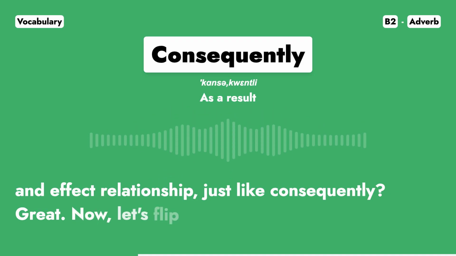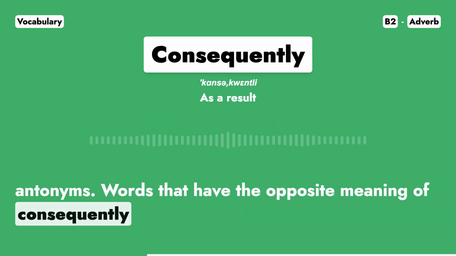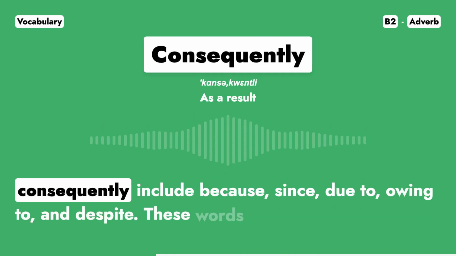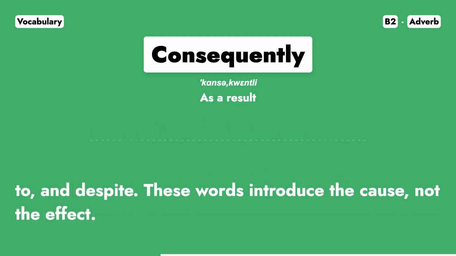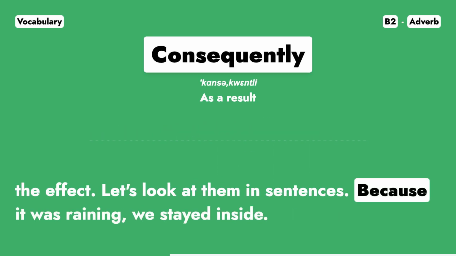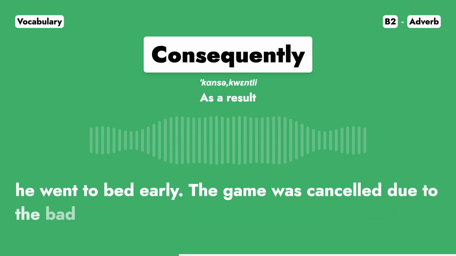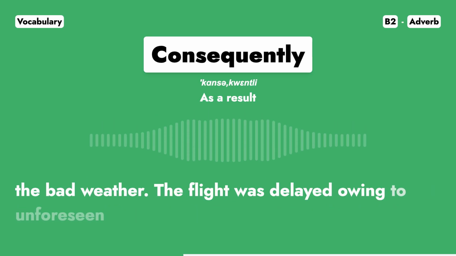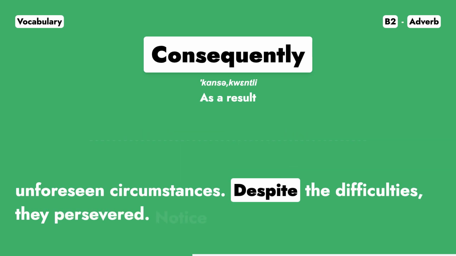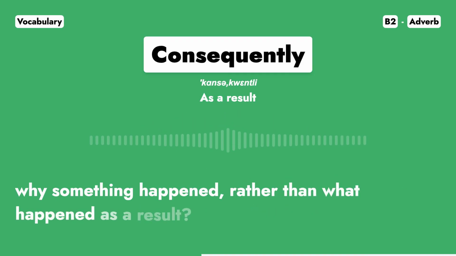Great. Now, let's flip things around and explore some antonyms. Words that have the opposite meaning of consequently include because, since, due to, owing to, and despite. These words introduce the cause, not the effect. Let's look at them in sentences. Because it was raining, we stayed inside. Since he was tired, he went to bed early. The game was canceled due to the bad weather. The flight was delayed owing to unforeseen circumstances. Despite the difficulties, they persevered. Notice how these words explain why something happened, rather than what happened as a result.